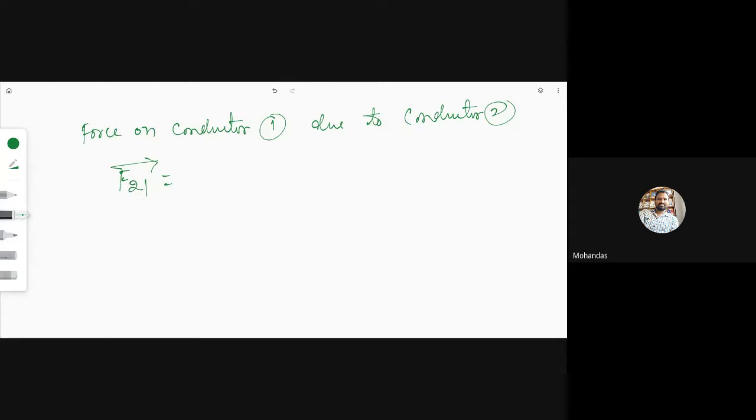F21. You have also written it in columns: there is a Q1 and Q2, and between these two charges there is a force. Here also you wrote F12. What is F12? The force due to charge 1 on charge 2, that is Q1 Q2 by 4 pi epsilon naught into r square. Here also it is the same: two conductors carrying current in the same direction. Let us calculate the force.